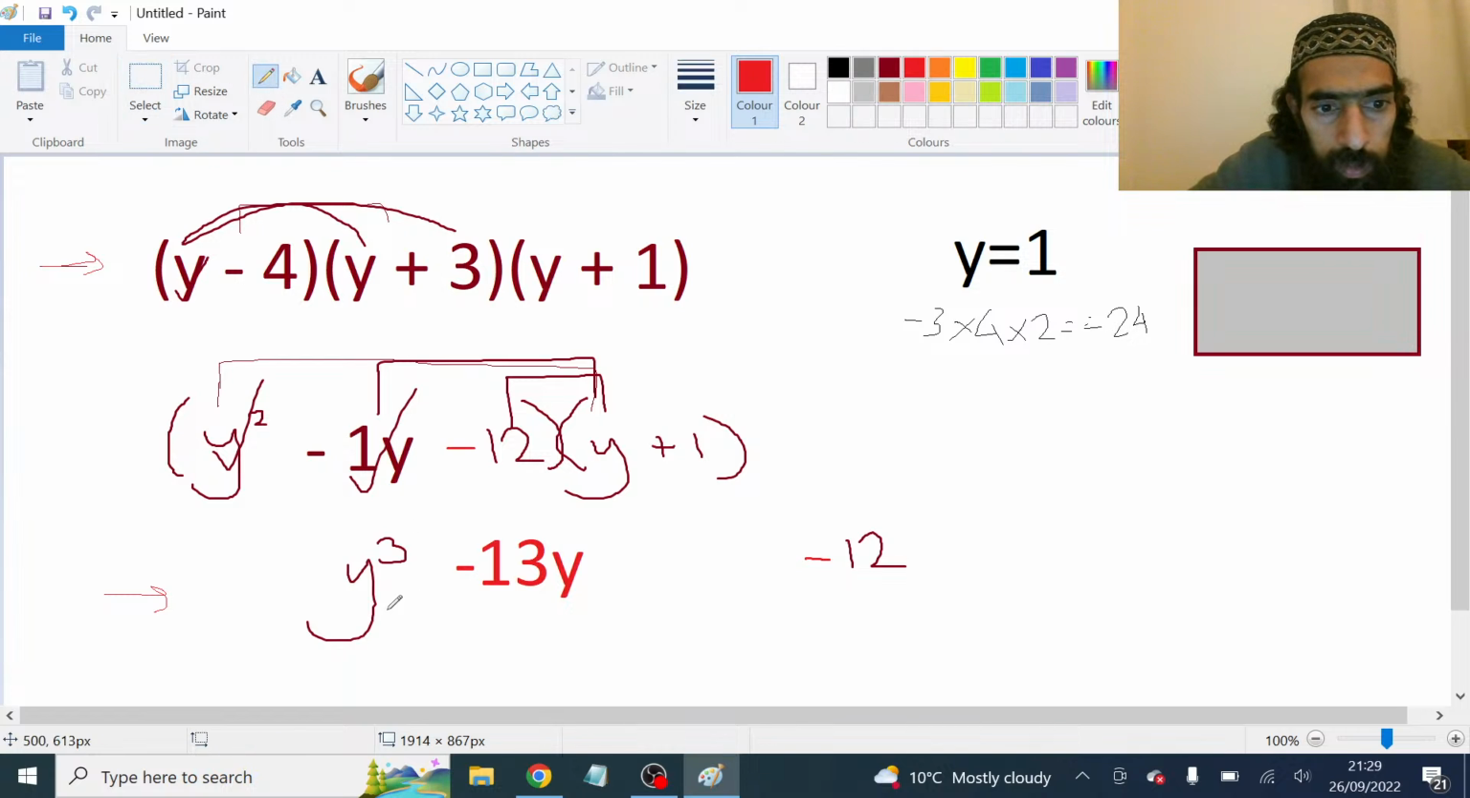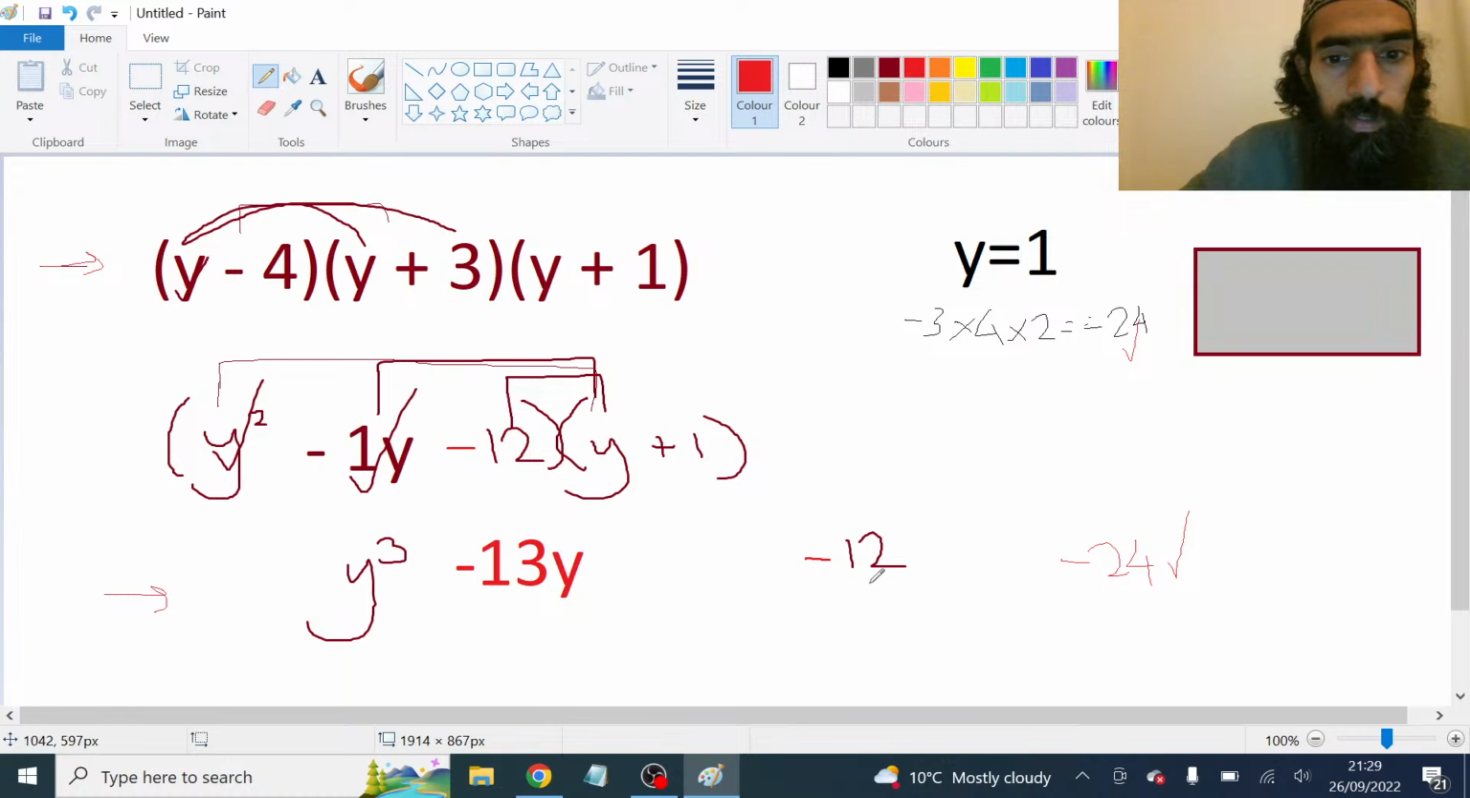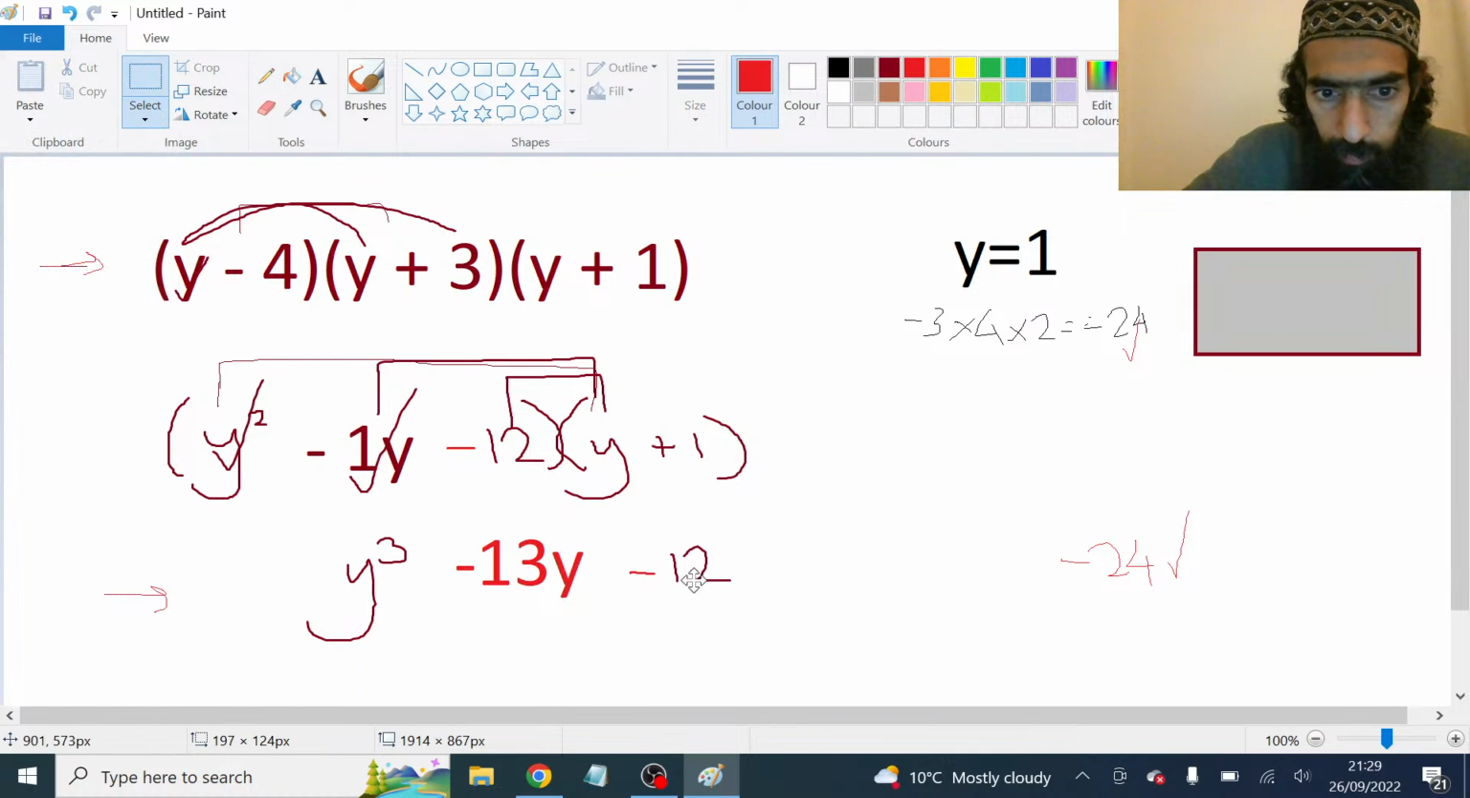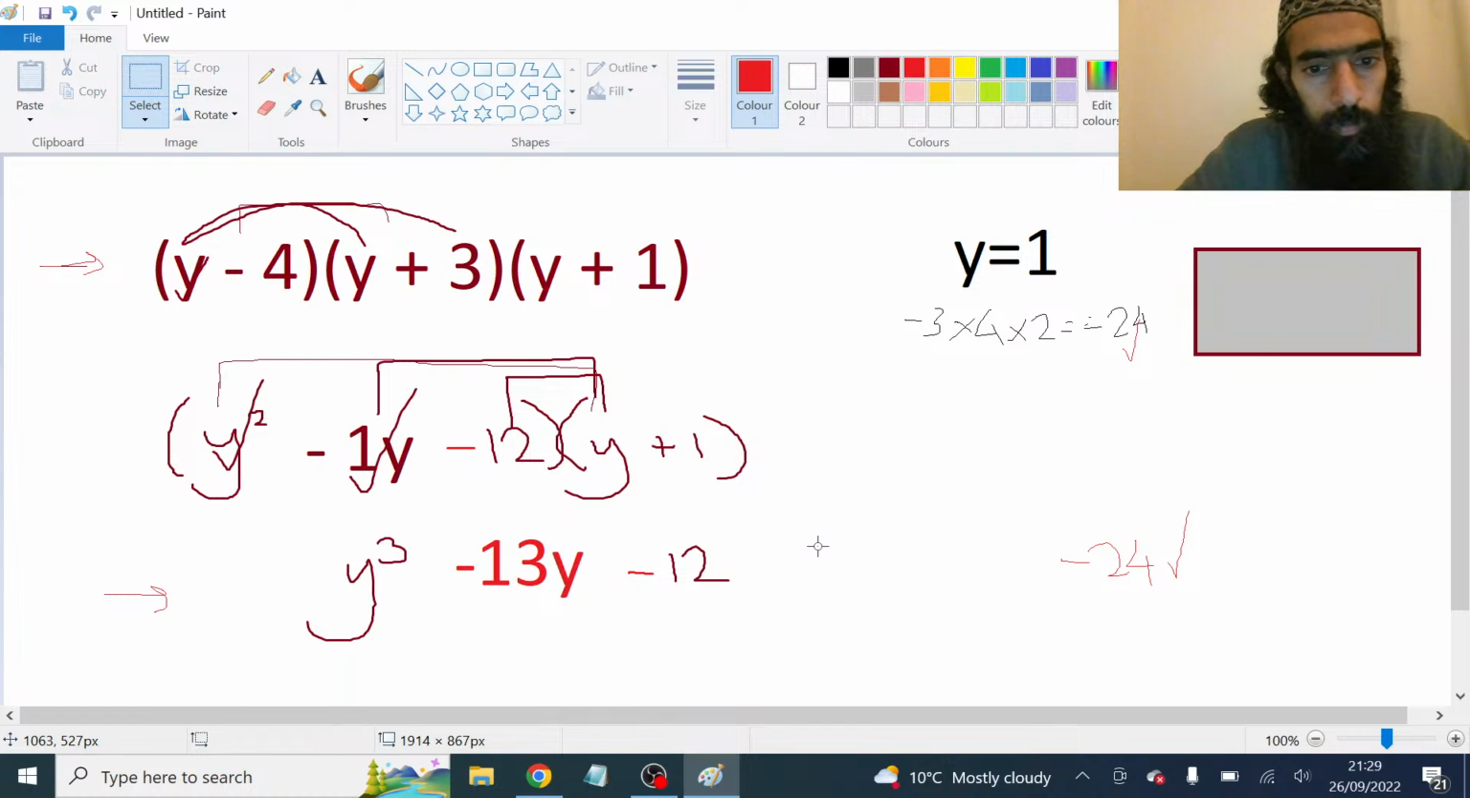And let's see what happens here. We've got 1 cubed is 1. Take away 13, take away 12. And that works out to be minus 24. So because both are the same, you can be confident that your final answer here is correct. And that is multiplying out triple brackets.